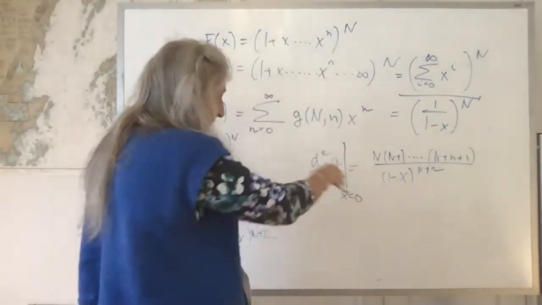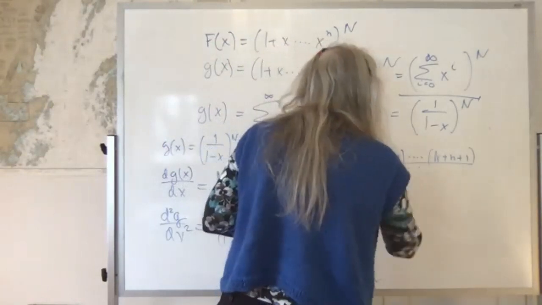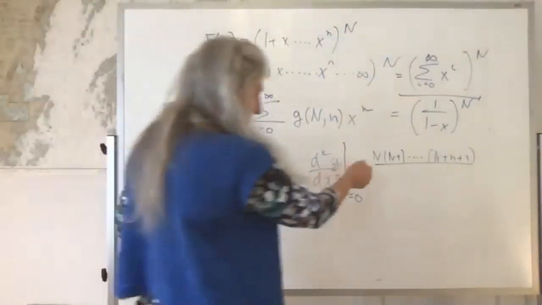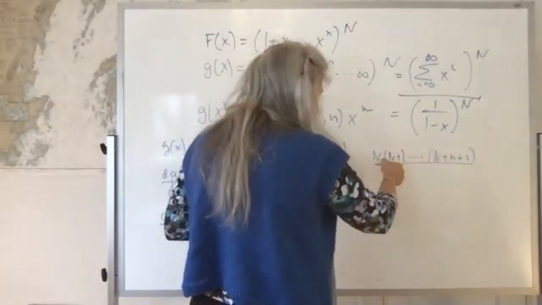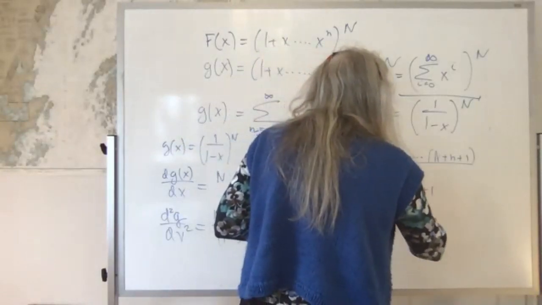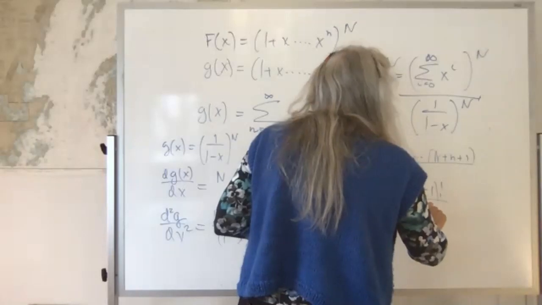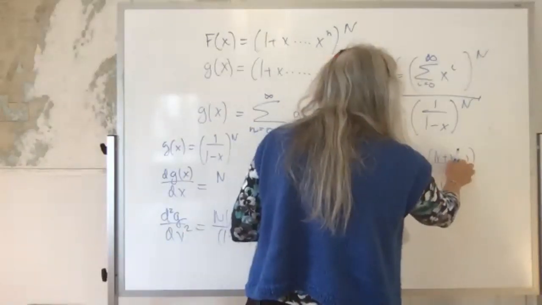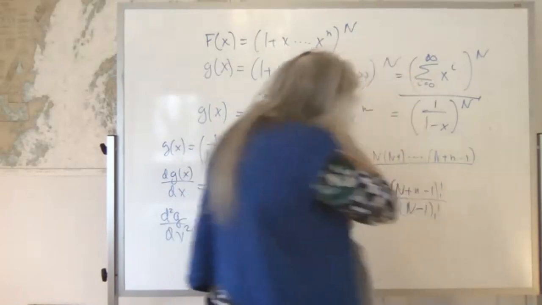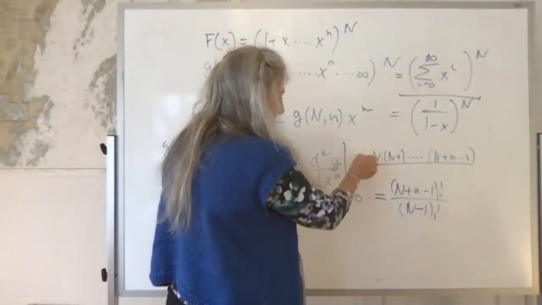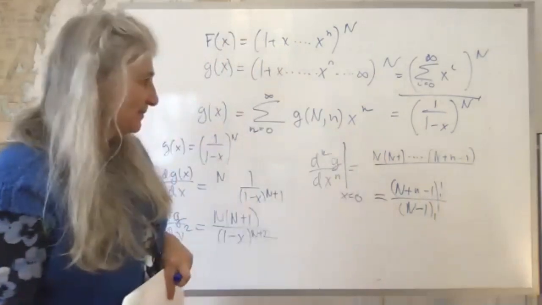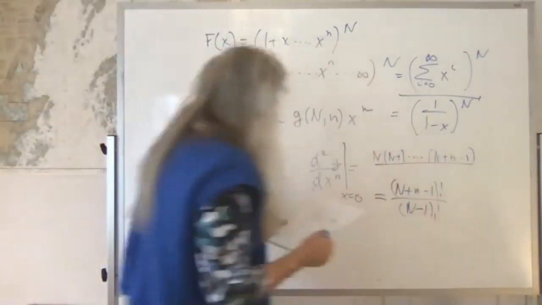And then this just goes away, so we don't really need to worry about it, which is good. This is a product series, but I can also write this as n plus n minus 1 factorial divided by n minus 1 factorial. So I just have to extend this to 0 and then divide off by what it is, and that's what that part is. So this gives us one thing that we need to know.